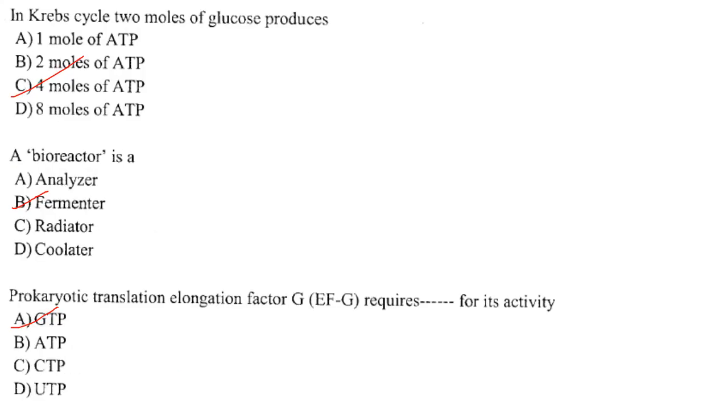In Krebs cycle, 2 moles of glucose produce. So 2 ATPs are produced in the TCA cycle per glucose molecule. Now 4 ATPs are produced in the TCA cycle from 2 moles of glucose. So 4 moles of ATP is the answer. A bioreactor is a fermenter. Answer is option B. Prokaryotic translation elongation factor requires dash for its activity. It requires GTP. Answer is option A.